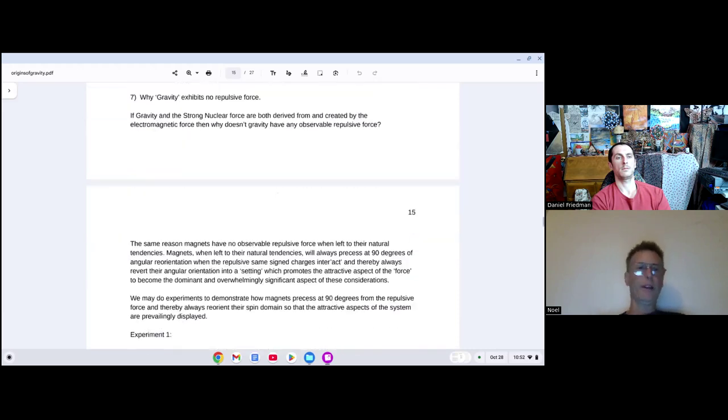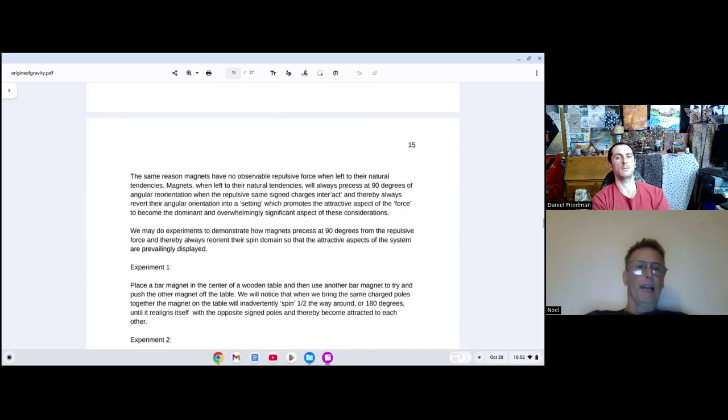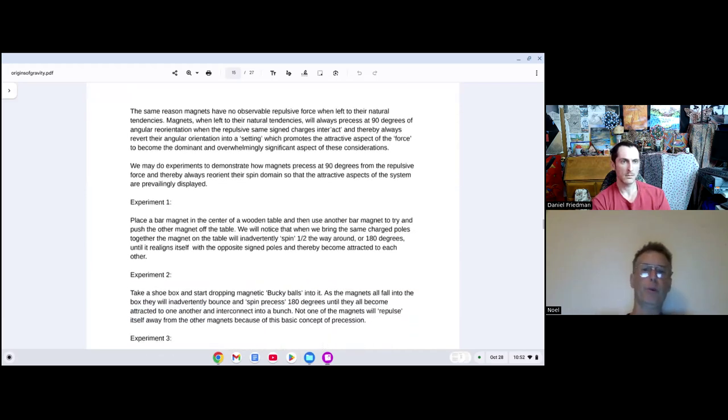Let's talk for laymen right now. So if gravity and the strong nuclear force and electromagnetism and everything is derived from the electromagnetic force, how come gravity doesn't have any observable repulsive force? It's the same reason magnets have no observable repulsive force when left to their natural tendencies. Magnets, when left to their natural tendencies, always precess at 90 degrees of angular reorientation when the repulsive same-sign charges interact, and thereby always revert their angular orientation into a setting which promotes the attractive aspect of the force to become the dominant and overwhelmingly significant aspect of these considerations.